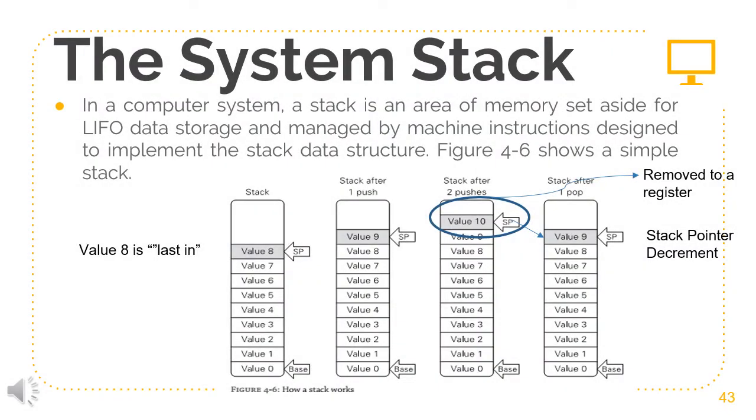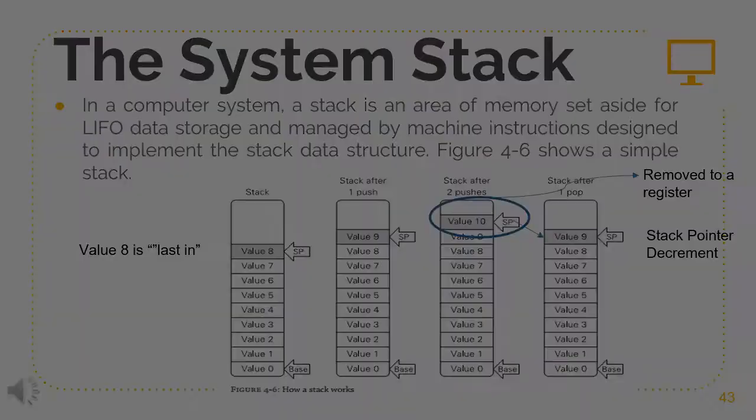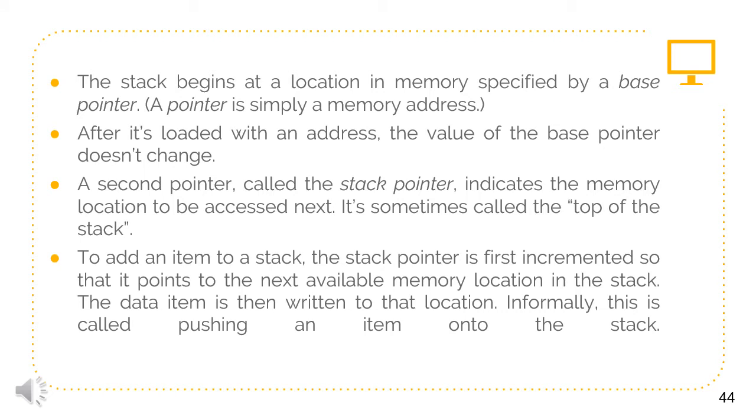In a computer system, a stack is an area of memory set aside for LIFO data storage and managed by machine instructions designed to implement the stack data structure. Figure 4-6 shows a simple stack. The stack begins at a location in memory specified by a base pointer. A pointer is simply a memory address. After it's loaded with an address, the value of the base pointer doesn't change. A second pointer, called the stack pointer, indicates the memory location to be accessed next. It's sometimes called the top of the stack.